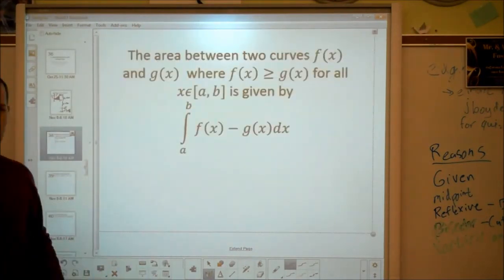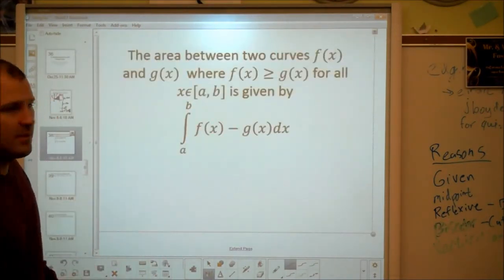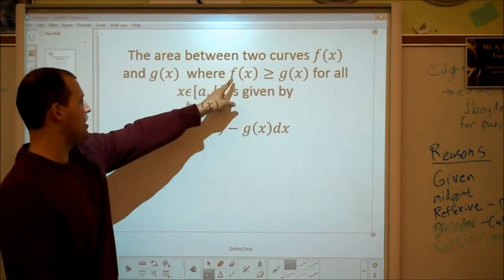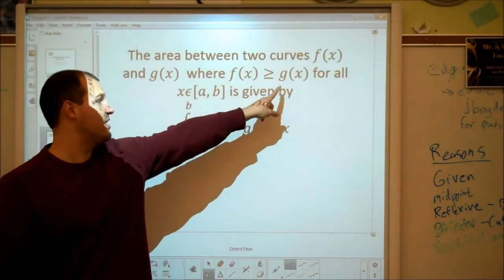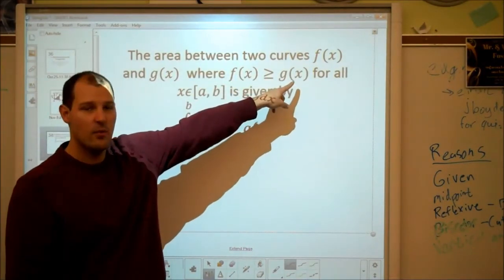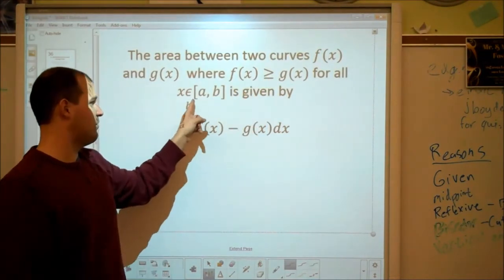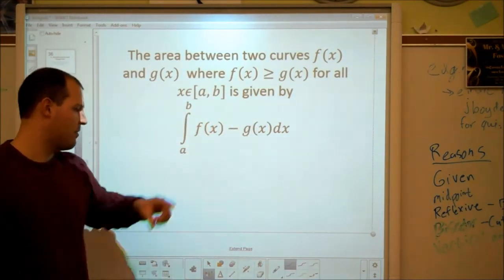A little bit more formally, this is the actual definition of it. This comes out of a textbook that I had from college. The area between two curves, if you have your functions f and g, and f is the top function. That's all that says. F is greater than or equal to g. We had that in our last example. Our linear function was greater over that interval. There's the interval. It's going to be f of x minus g of x.